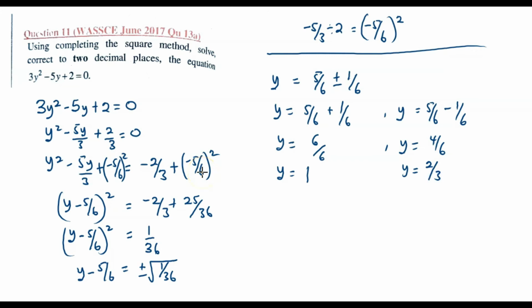I believe it is well understood. You can pause the video and then go through the steps. Let's take the last example. With the last example, it came in the year 2018. It says using completing of squares method, solve for the equation 4x squared minus 8x minus 5 equal to 0.